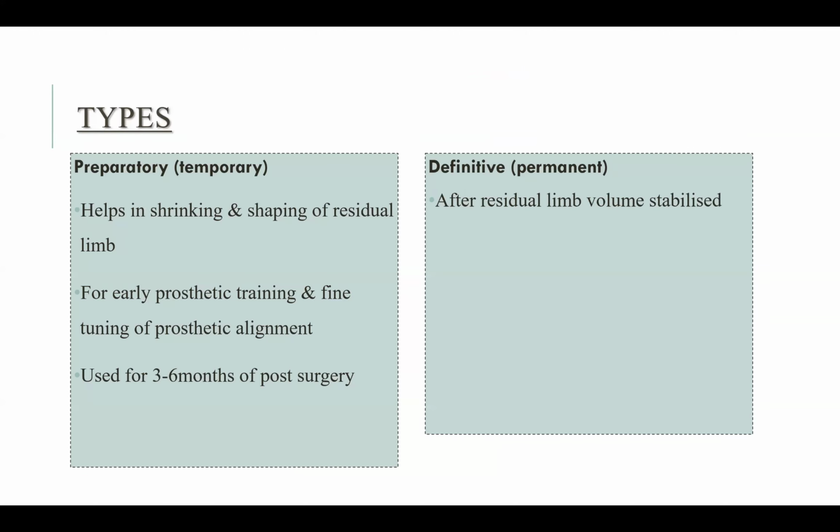Prostheses are of temporary and permanent type. Temporary ones are used initially for 3 to 6 months post surgery. This helps in shrinking and shaping of the residual limb and initial prosthetic training. Permanent is used once the residual limb volume is stabilized.